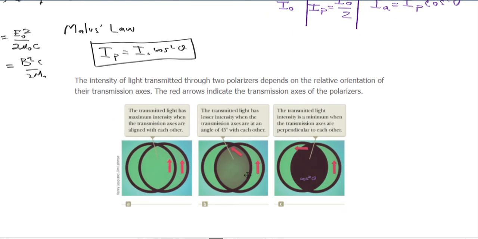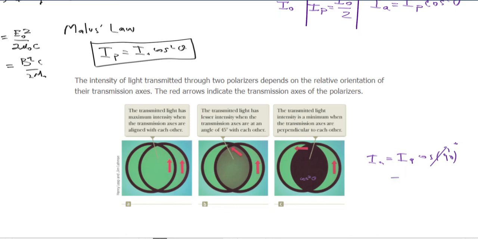So this is just a picture showing what happens when you cross two polarizing filters. If they're in the same direction, the light comes through at just half of the unpolarized light intensity. But the more you make the analyzer perpendicular to the polarizer, the more of that light is going to be blocked out, until you completely block out the incident light by making the analyzer perpendicular to the polarizer. And why is that? Because I_A equals I_P cosine squared theta, and when theta is 90 degrees, the cosine is 0.